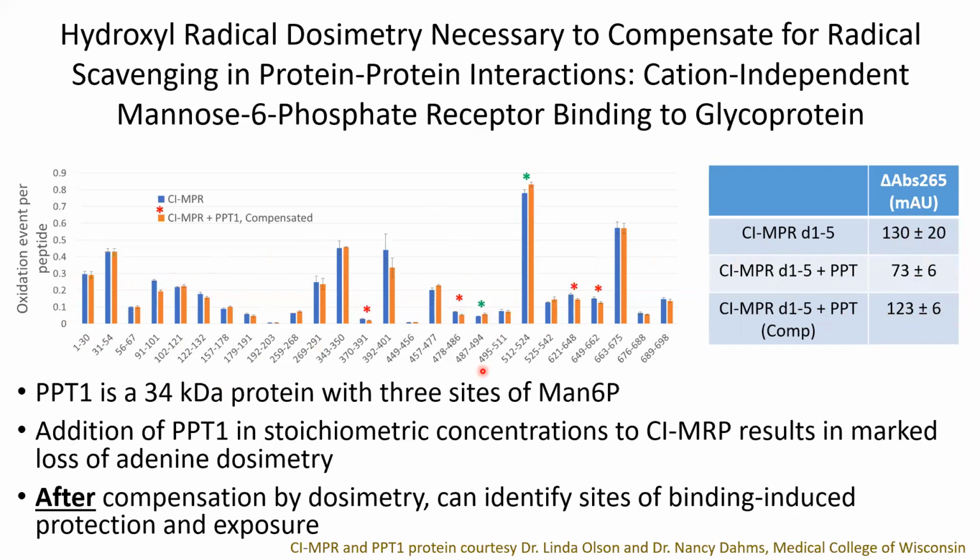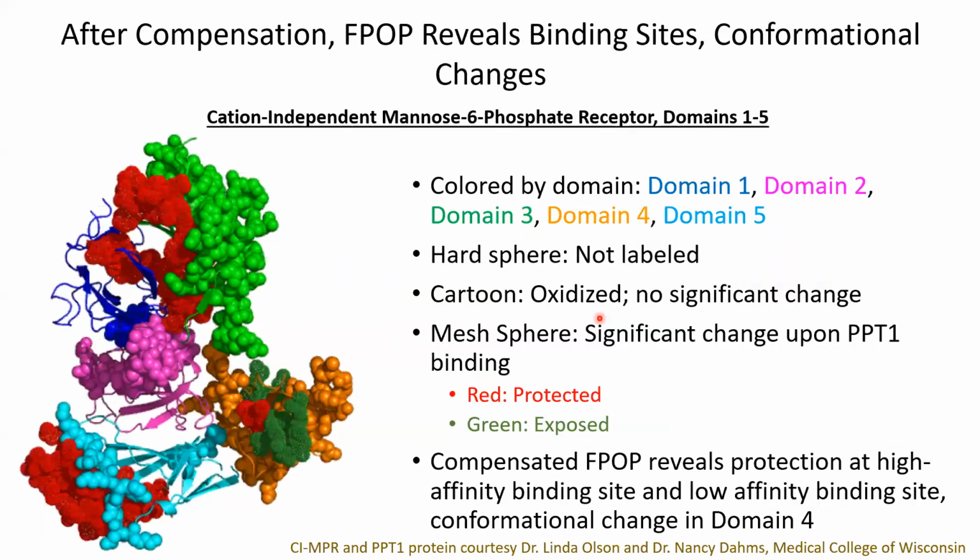So we can actually see specifically which peptides show a change in their solvent accessibility and their protection from the solvent. And if we then take this information and map it onto the structure of the mannose-6-phosphate receptor, we can actually start to make sense of the data. So this is the structure of CIMPR, and shown in the red mesh are the regions that are significantly protected under compensated conditions upon binding of PPT1. And what you can see is these protected regions cluster to 2 areas, here and here.